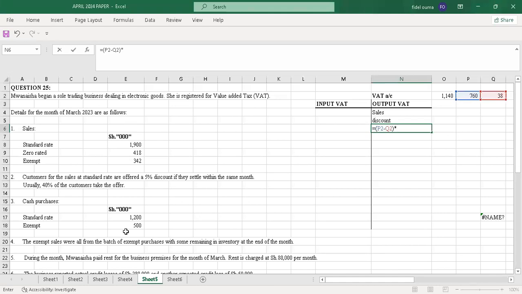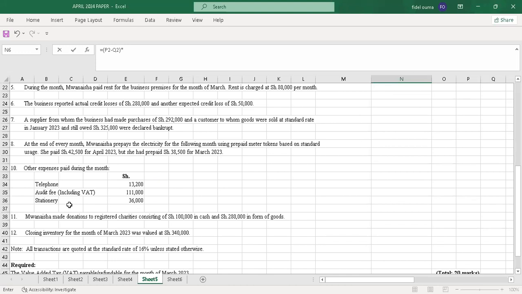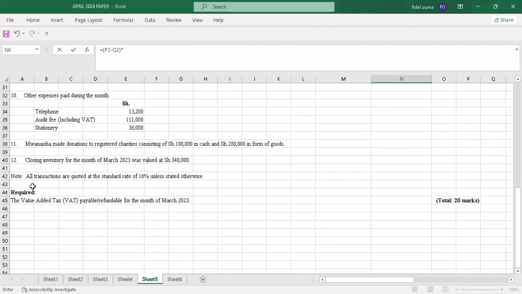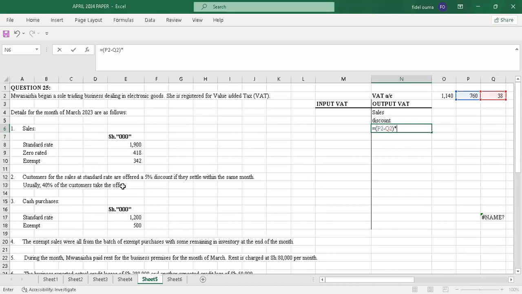So as you can see, this is the guiding principle. When you go to additional information number 10, it's guiding us. Telephone was this, they are quiet. But for audit fee, they told you that it's including VAT. So it means that all transactions are put at the standard rate of 16%, then it means that these rates are exclusive, they are not inclusive. So when they are exclusive for VAT, then we'll multiply by 16%, because that's the standard rate.